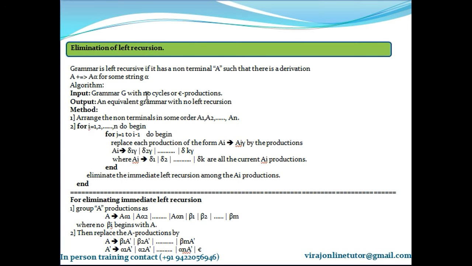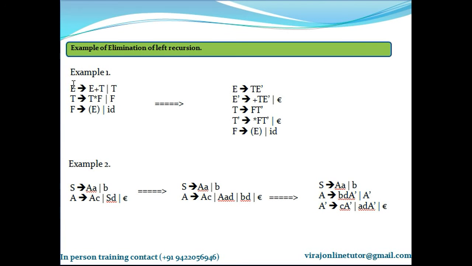This formula, A gives beta A dash and A dash gives alpha A dash or epsilon. I am doing the same thing here. So for this production, A is your capital E, alpha is your plus T and beta is T. So E gives T E dash and E dash gives plus T E dash or epsilon. I repeat, A gives T E dash and E dash gives plus T E dash or epsilon. Exactly, I am using the formula.